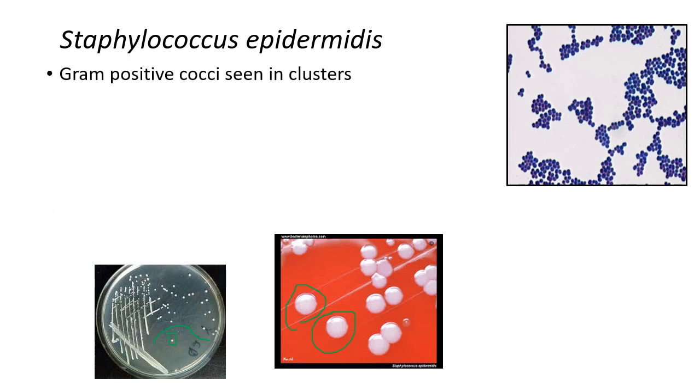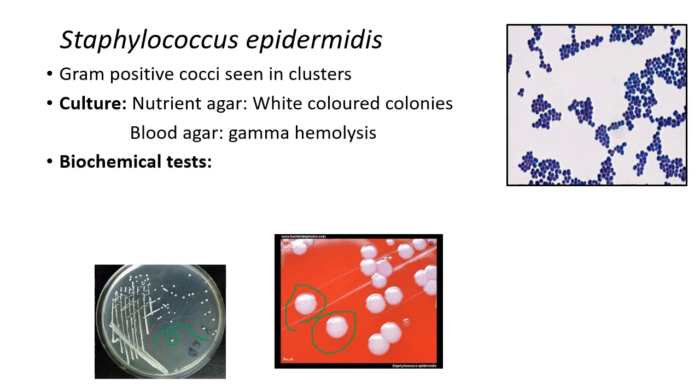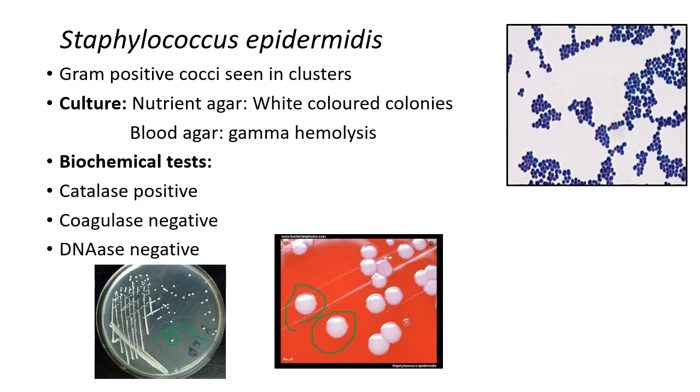So you can see the gram-positive cocci in clusters. You can see the white colored colonies on nutrient agar. You can see gamma hemolysis on blood agar. And can you think of which biochemical test we will put here? So the first biochemical test is to differentiate between the families. So which is the first test you would like to put up? So the first test is catalase.